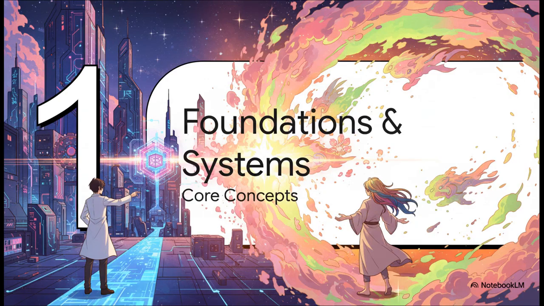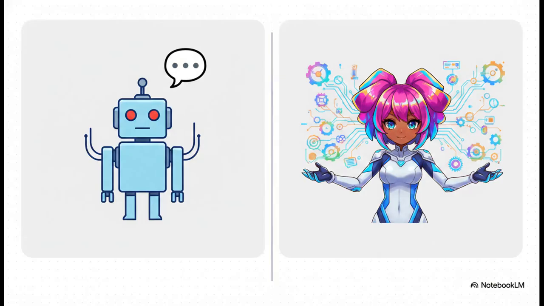Section 1. Foundations and Core Systems, Core Concepts. Let's kick things off with Pillar 1, AI agents. You know, a lot of folks casually mix up chatbots and agents, but architecturally, they are worlds apart. While a chatbot just passively answers prompts with a linear text-in, text-out response, AI agents are incredibly proactive. They actually use a reason and act pattern to dynamically figure out their own execution path.